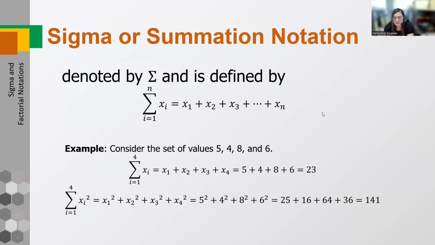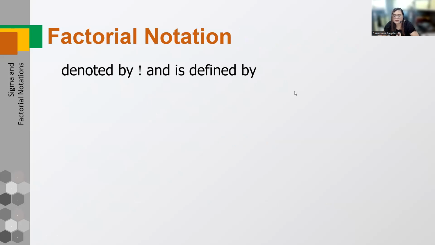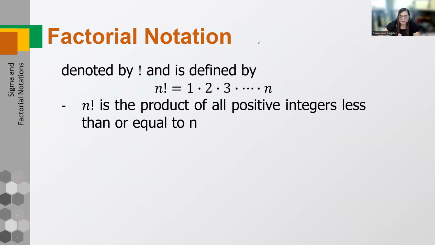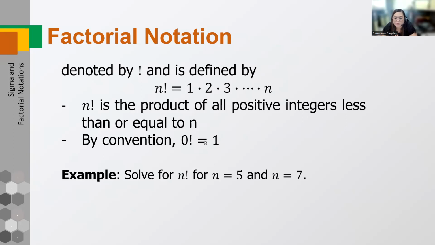When do we use the sigma or summation notation? Okay, we have factorial notation, denoted by an exclamation point. n factorial is equal to 1 times 2 times 3 up to n. So n factorial is the product of all positive integers less than or equal to n. By convention, 0 factorial is equal to 1. And also, 1 factorial is equal to 1. Okay, so let's solve for n factorial.